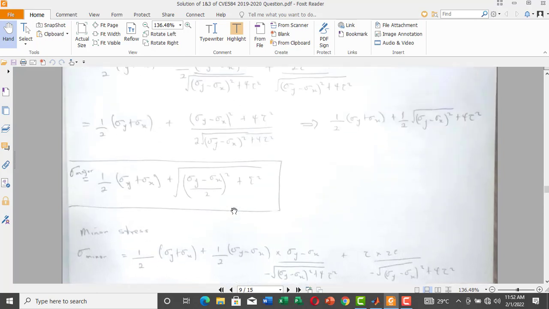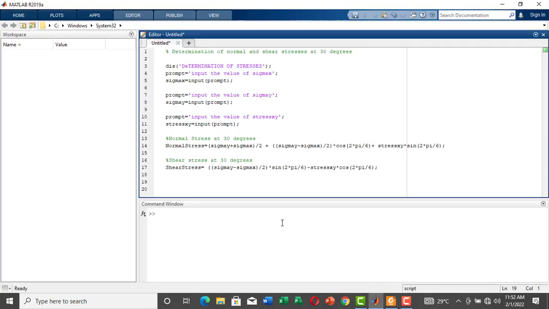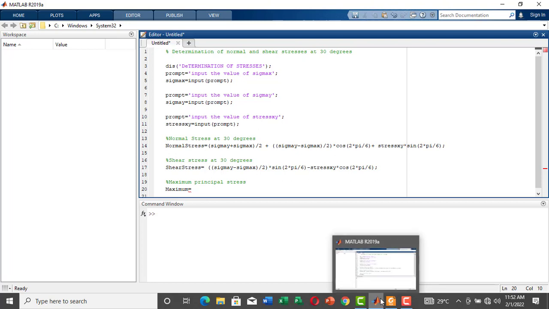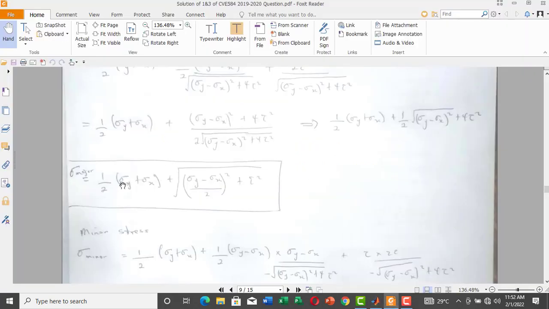So let's do the maximum first. Let's do what we've been doing. First of all, it is better you create a description. So you say maximum principal stress. You see that's in green color. Let's just call it maximum. So maximum equals, then you write the formula. What's the formula? The formula is sigma y plus sigma x over 2.